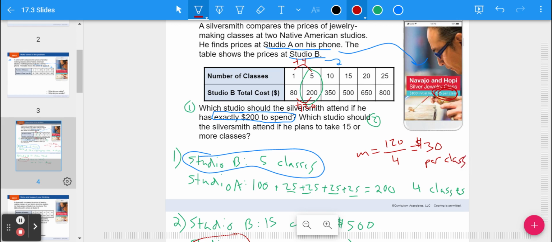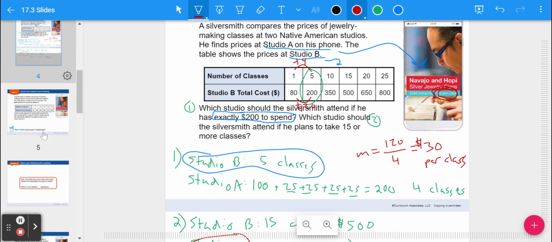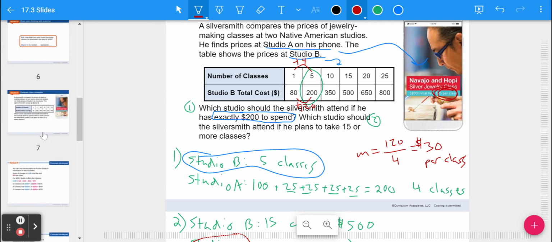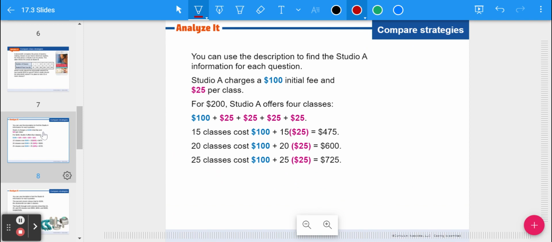That's why, if I go back, the initial value would be $50. That's why if you do fewer classes, it might be better to do Studio B. With more classes, it's going to end up being better for Studio A. But we can compare functions at different values in time. Some of the work that we just did is also shown on the next page.